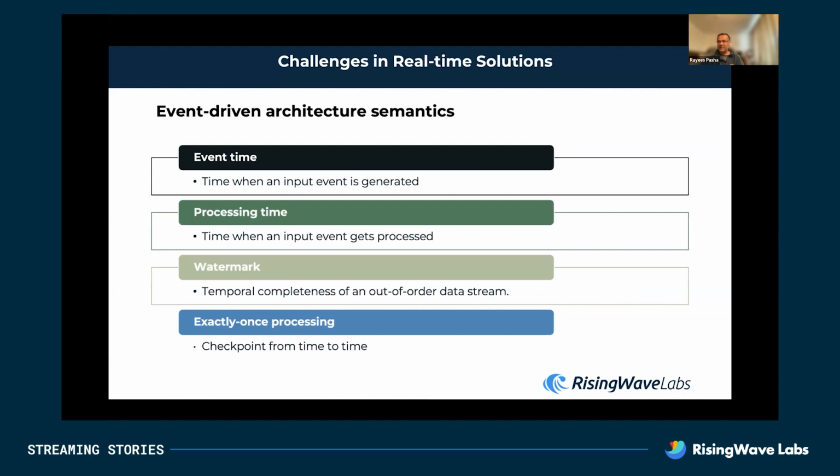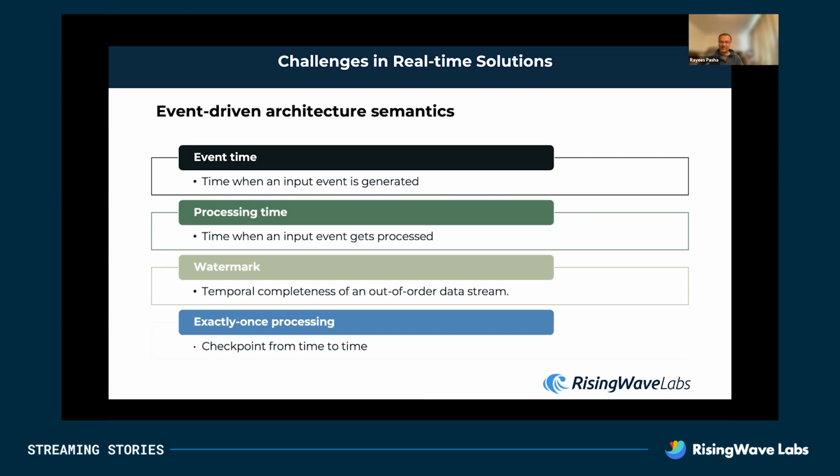Now, I want to spend a couple of minutes on what I mean by event-driven architecture semantics, because this is very critical. The words real-time and stream processing are overused, right? There are real-time systems and streaming systems which are focused on the micro-batch side, versus ones that are purely event-level, which allow you to actually inspect data at a granular level.